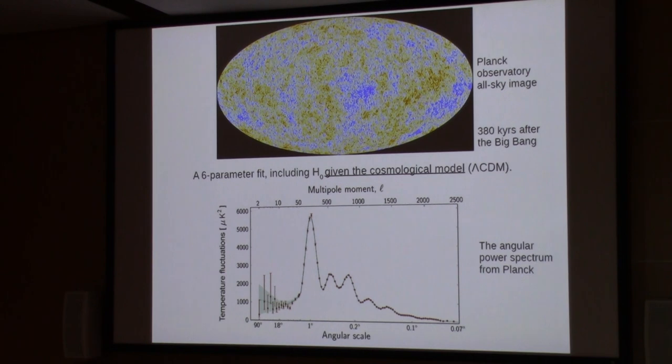When it comes, shortly, to the determinations based on the cosmic microwave background radiation, we observe the temperature fluctuations of that radiation. And we may obviously split that into the angular power spectrum and perform a six-parameter fit. And one of these parameters is the Hubble constant. However, this fit assumes the cosmological model, because the value of the Hubble parameter needs to be propagated from the early universe to the current universe. So this is the model-dependent determination.